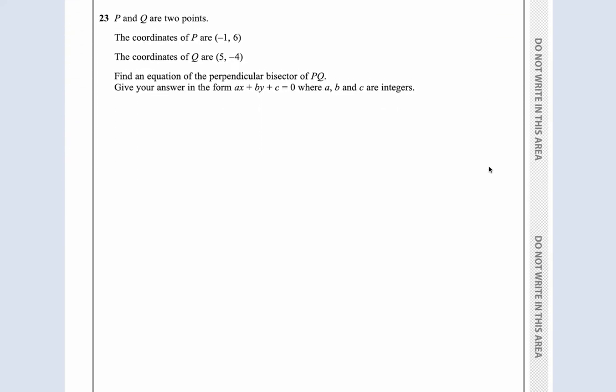That was question 22. Question 23. Okay, we have 2 points again. P and Q are 2 points. Coordinates of this and this. Find an equation of the perpendicular bisector of PQ.